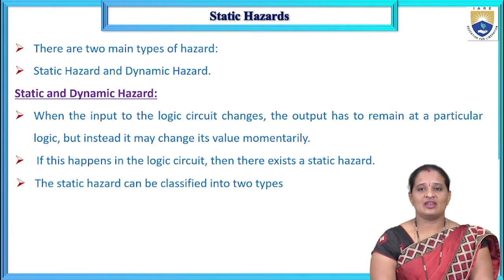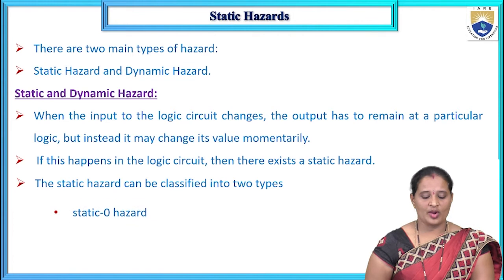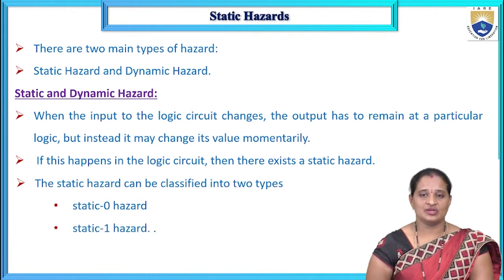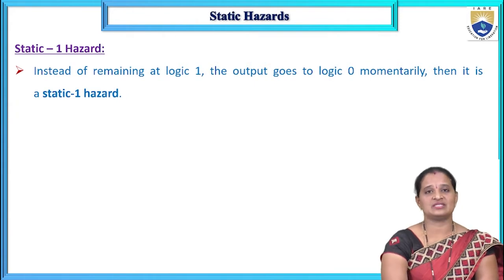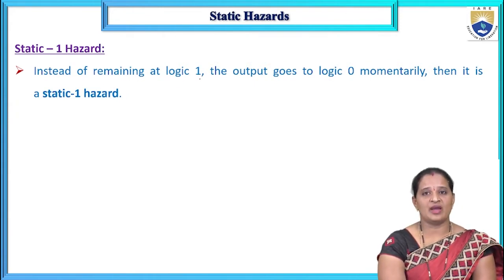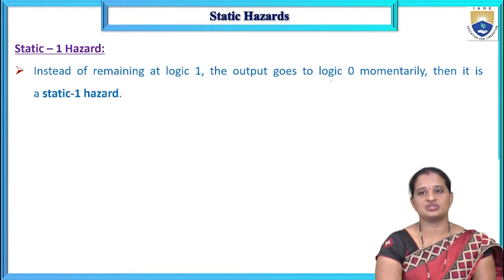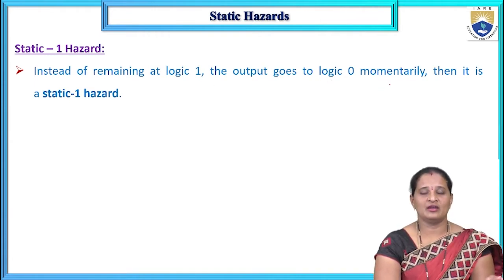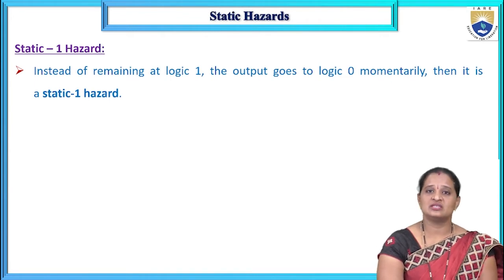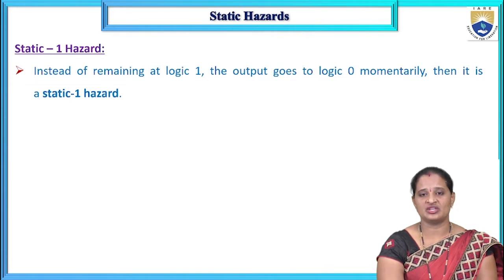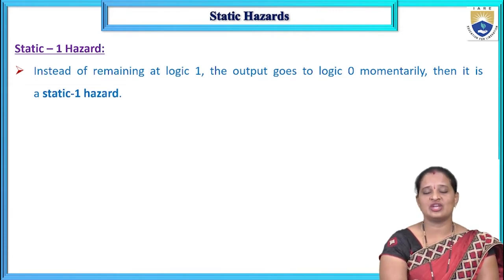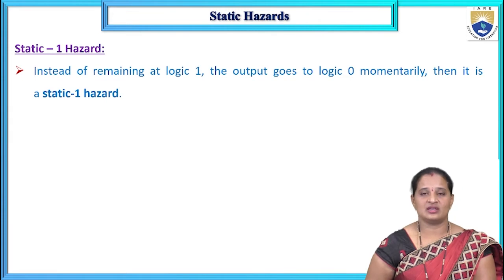Static hazards are again classified into two types, static 1 hazard and static 0 hazard. What do we mean by static 1 and static 0 hazard? First, let us see the static 1 hazard. Instead of remaining at logic 1, the output goes to 0 momentarily. Then the type of hazard existing is known as static 1 hazard. If the output has to remain at logic 1, but due to the change in the input the output changes momentarily to logic 0, such a hazard is known as static 1 hazard.